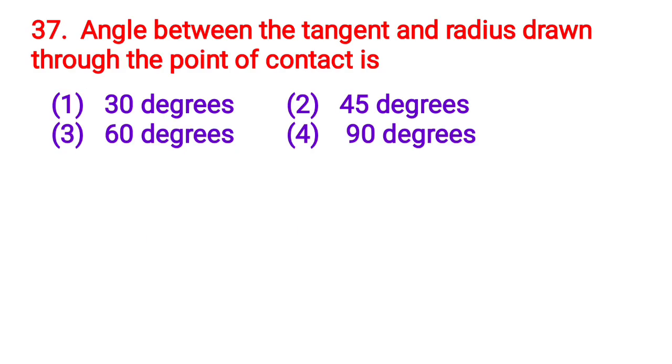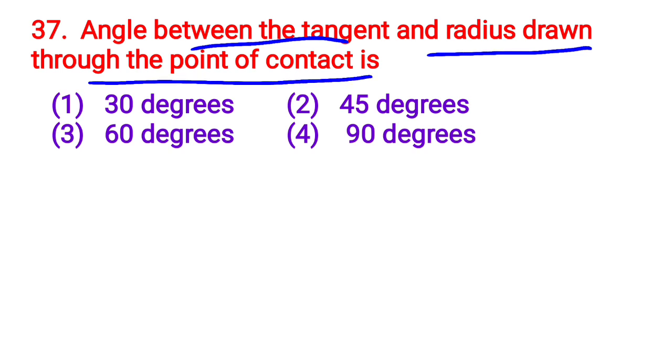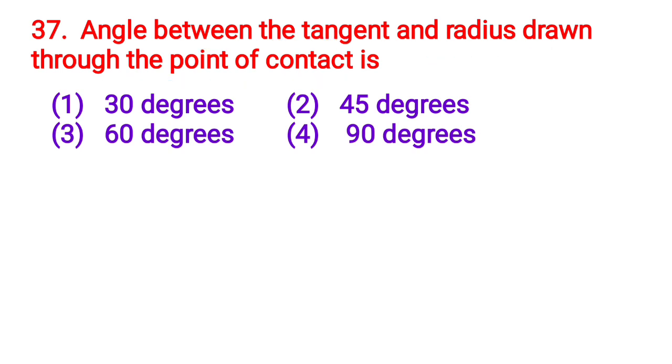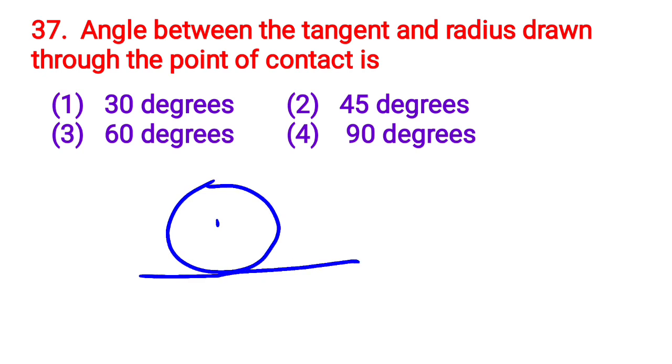37, the angle between the tangent and radius drawn through the point of contact is. Let's draw the tangent for the circle. Here is the center and this is a tangent, and this point is the point of contact. We can draw the radius from the center to the point of contact. Then it will make 90 degrees with the tangent at the point of contact. So option 4 is correct.